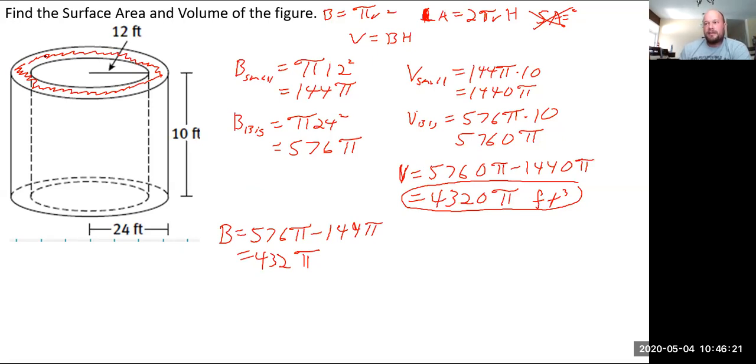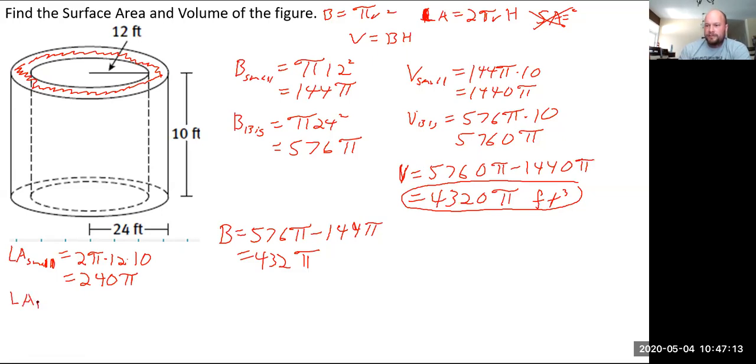For the lateral area, there's actually a lot of extra lateral area here. Normally, if we're doing lateral area, we do 2 pi rh, which we're still going to do. But we have lateral area of the big cylinder and a lateral area for the little cylinder, so we have to do it for both. I'm going to do the inside one first. So lateral area of the small one, you have 2 pi r, so the radius was 12, times the height, which is 10. So 2 times 12 is 24. 24 times 10 is 240. So it's 240 pi.